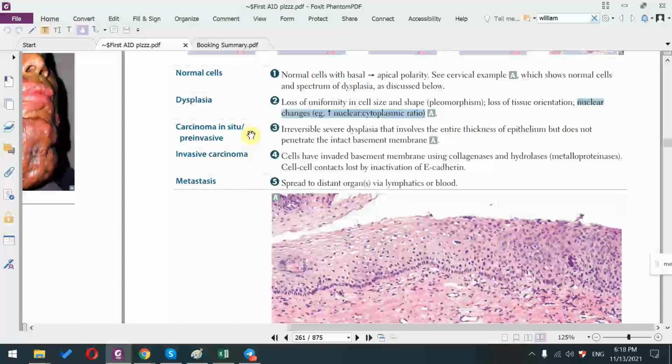So here they write carcinoma in situ. It's irreversible, it's already too late. It's an irreversible severe dysplasia that involves the entire thickness of the epithelium, but does not penetrate the intact basement membrane.